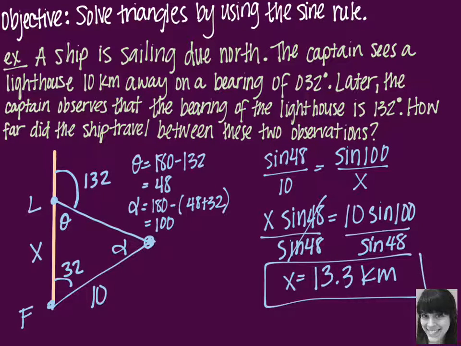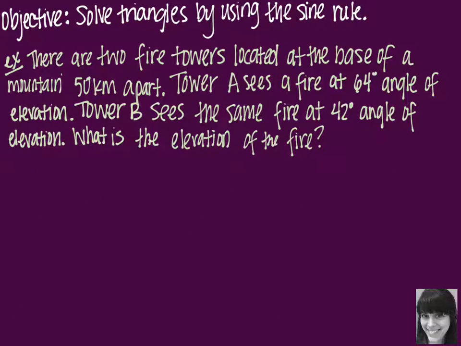We're going to do one more word problem, and then we're going to go on to ambiguous cases. There are two fire towers located at the base of a mountain 50 kilometers apart. Tower A sees a fire at a 64 degree angle of elevation. Tower B sees the same fire at a 42 degree angle of elevation. What is the elevation of the fire? So basically you have two towers at the bottom of a mountain. They see the same fire. You want to find the height. So let's draw the two towers, Tower A and Tower B.